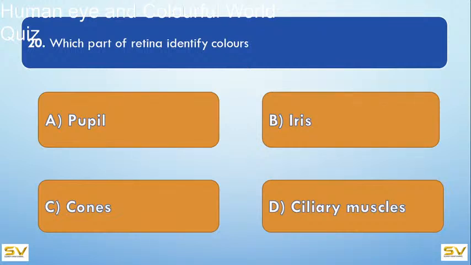I got an answer from Harsha first, then Rihan, wrong answer. Then Razak, Sushmita, then Amruta, Reddy Bhavana. Which part of the retina identifies colors? Which is not a colored part? Which identifies colors? Yes, it's cones. Option C is correct. Very good.